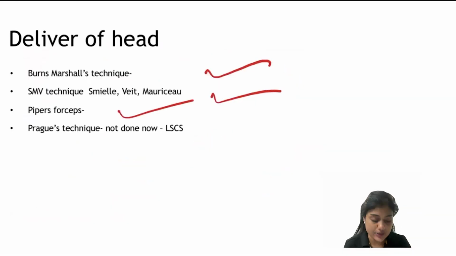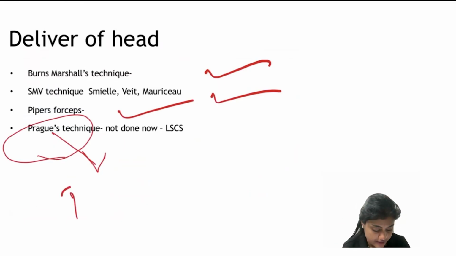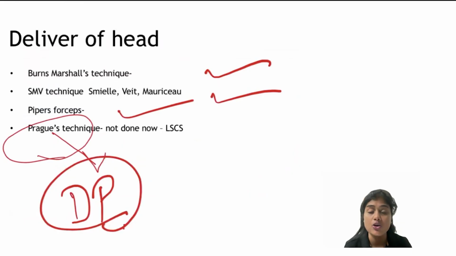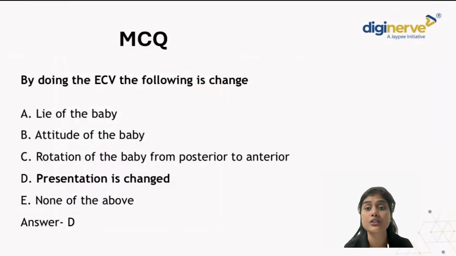So previously they used to do Prague's maneuver. What is Prague's maneuver for? As we told, as the basic principle, the dorsum should be anterior, or the back should be facing the roof. Whenever the fetus is in a dorso-posterior position and you are not able to rotate, then you will do Prague's maneuver. But now it is not done. Now you will do an elective cesarean in such cases. Okay, so this ends your delivery of the breech.